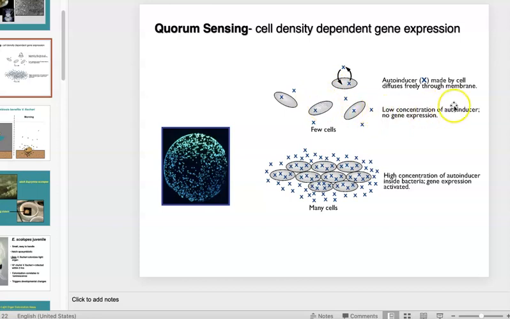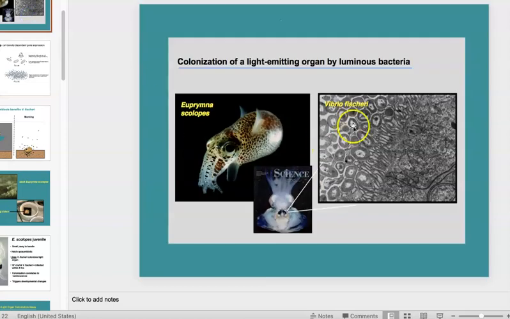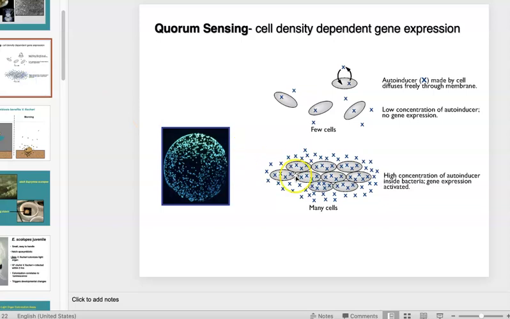So there's a low concentration of autoinducer because there are few cells, and therefore there's no gene expression. But when these cells find themselves at a higher concentration, and you can imagine in a natural circumstance like this that it's a high density population, the cells and their autoinducer will build up correspondingly, and eventually you'll get a critical threshold amount of these autoinducers, and gene expression will be activated. In this particular case, to form light, basically visible light.